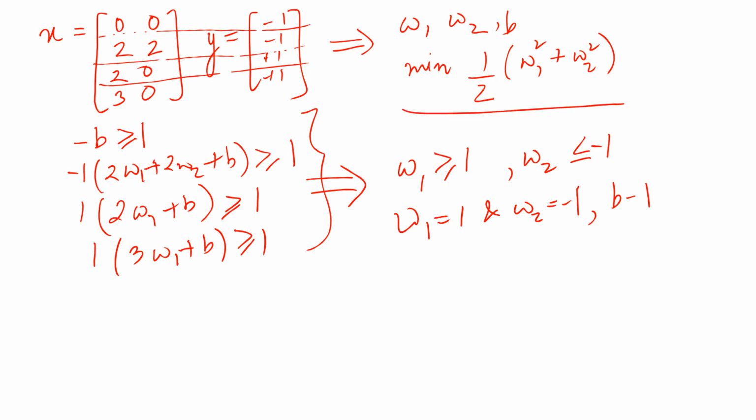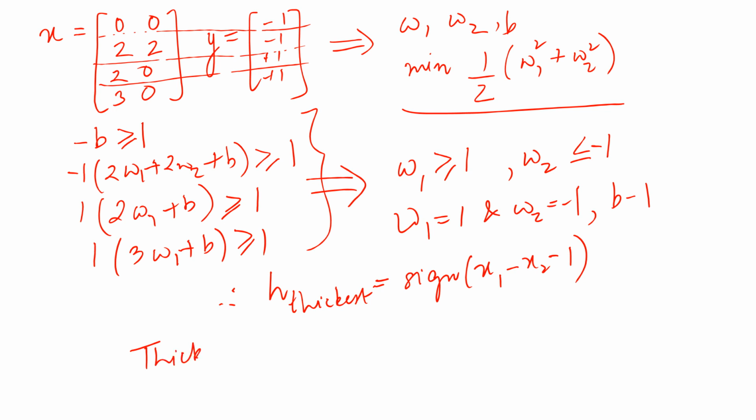And so I'm selecting this solution, and so therefore my h, the fattest or thickest, because this is what I'm interested in, is the sign of w1 is 1, so x1 minus x2, because this is minus 2 minus 1, the bias, right? And what exactly is my gamma, my thickness? My thickness in this case is 1 over this, which I think is going to be square root of 2. All right. So now you can imagine, this is the fattest hyperplane.